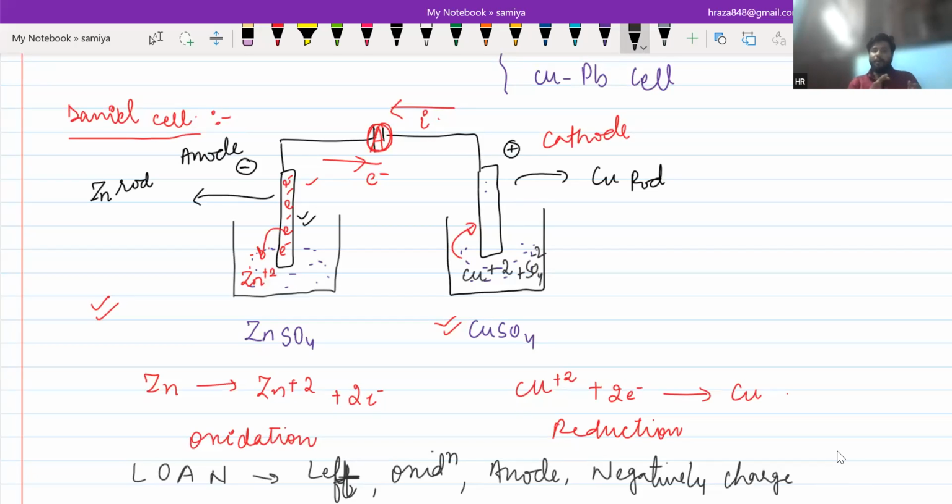You can also remember the one on the right hand side with the help of the left one. RR: on the right hand side there will be reduction, and you know that this is the cathode, and this is positively charged. Let me know if you have any doubt on this topic.